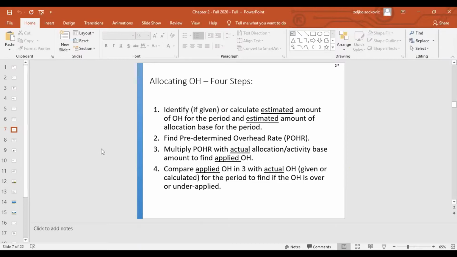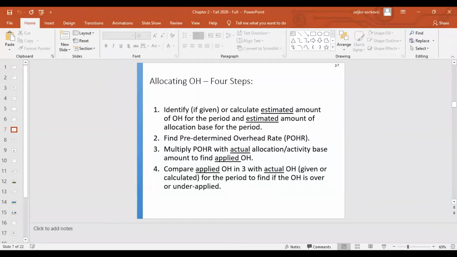Now, let me ask you a question. You're given the allocation base, of course, in problems. But I'm saying in general, how do you know what the actual allocation base is? How do you know? You find it by checking how many products you have produced, meaning how many hours, or how much allocation base you have applied on your products, and you multiply it by the predetermined overhead rate, and that's how you find how much you have applied.